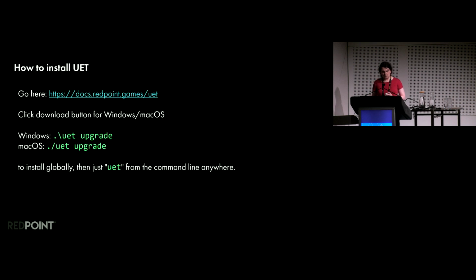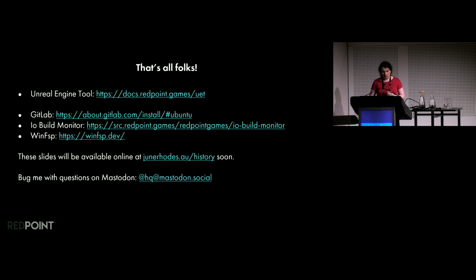So, how do you install it? First of all, you go to that website and you click the download button. And then at the command line, you'll run UET upgrade. That will install UET globally, and then you can use any of the commands I've shown you today, just from the command line anywhere.